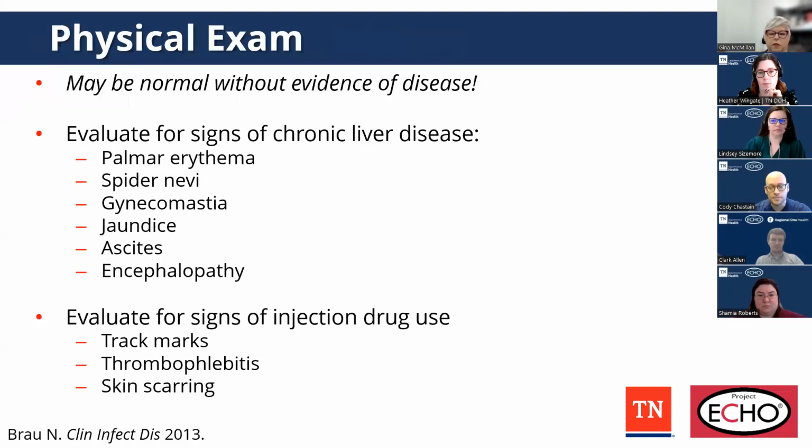The physical exam for people with hepatitis C often is completely normal. There's often no evidence of disease. However, two things that we can consistently look for are assessment for signs of chronic liver disease, which might be redness of the palms, palmar erythema, spider nevi, which are basically outgrowths of small vascular lesions under the skin, gynecomastia or breast enlargement, jaundice, yellowing of the skin as well as eyes, ascites, which I already mentioned, and encephalopathy, also already mentioned.